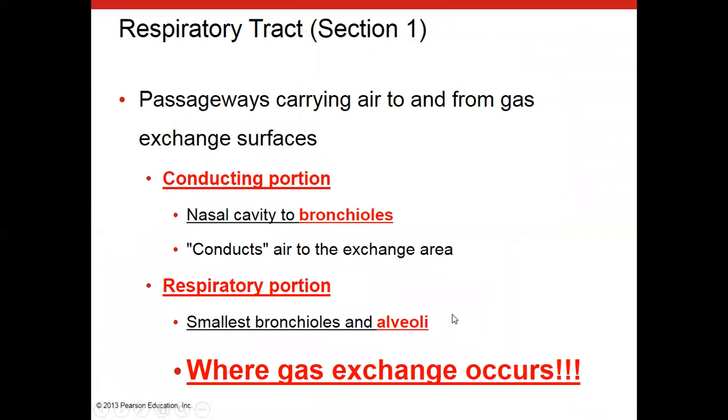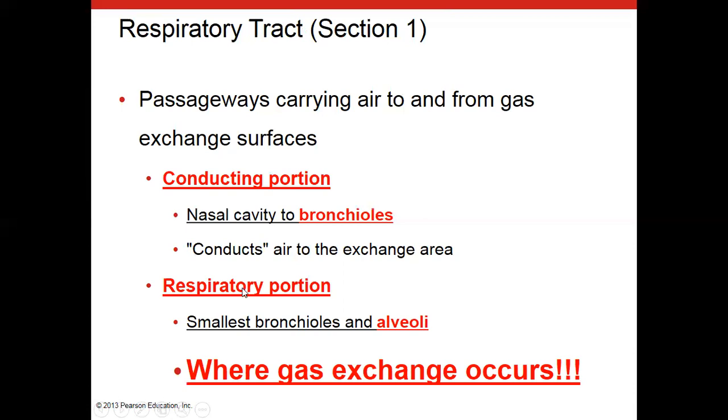And the respiratory tract is also divided into two different types of passageways. There are some passageways that carry air, transport air, or conduct it to and from the gas exchange surfaces. Those are called conducting airways. The conducting portion of the respiratory system is everything except for the alveoli and the very smallest bronchioles. So all of the airways, the nasal cavity, the pharynx, the larynx, the trachea, bronchi, bronchioles, basically from the nasal cavity all the way to the smallest bronchioles, conduct air to the exchange surfaces.